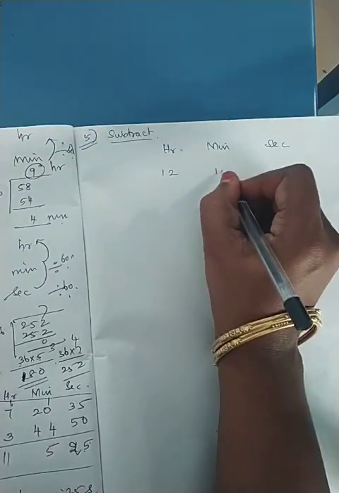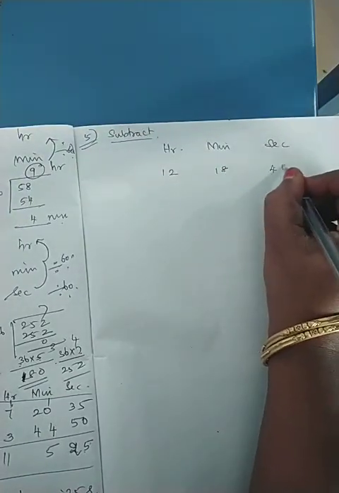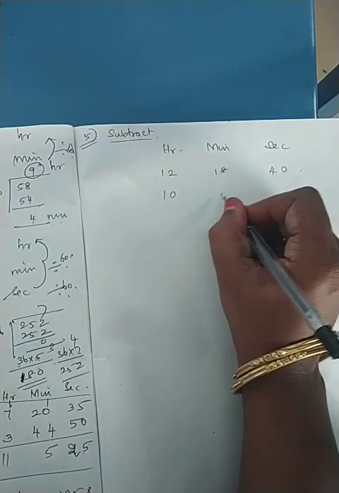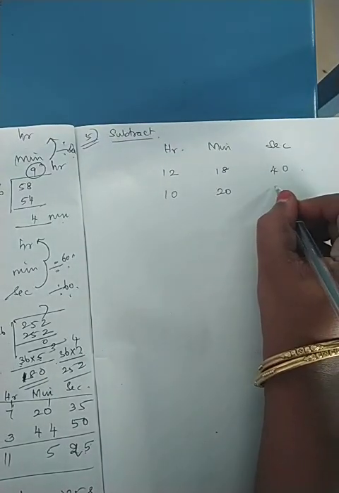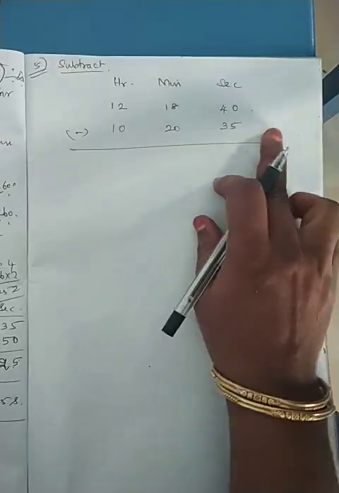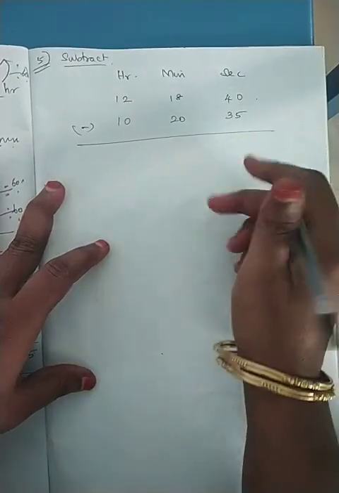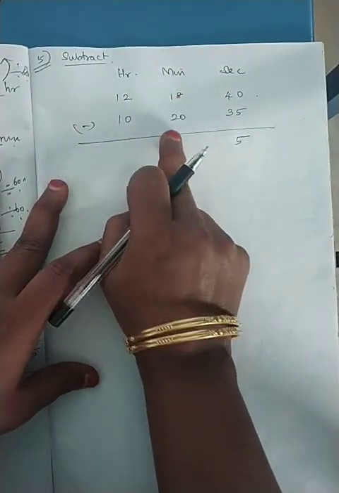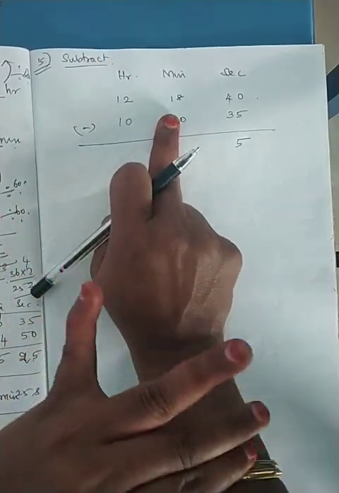12 hours, 18 minutes, 40 seconds. Okay. Then 10 hours, 20 minutes and then 35 seconds. I am going to do the subtraction. So first I can subtract 40 minus 35. I can get 5. Now I cannot subtract 18 from 20.